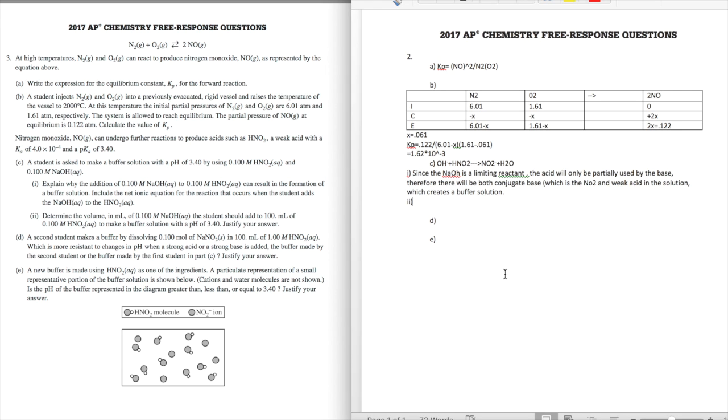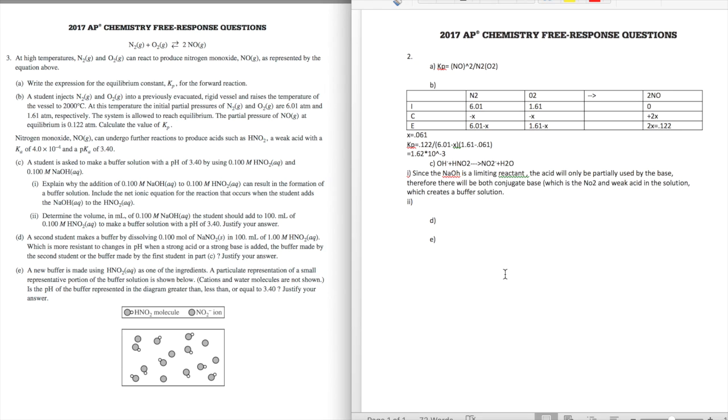Alright, so part 2. Determine the volume in milliliters of the 0.1 molar NaOH the student should add to the 100 milliliters of 0.1 molar HNO2 to make the buffer solution from part 1, with a pH of 3.4. Justify your answer. Remember to justify your answer in these. Read carefully on the AP exam.